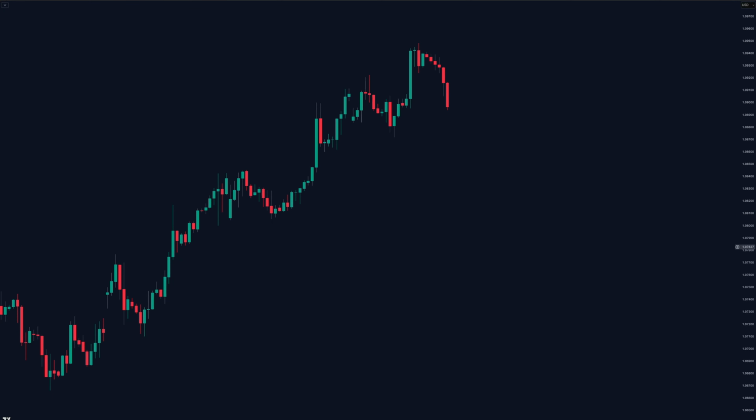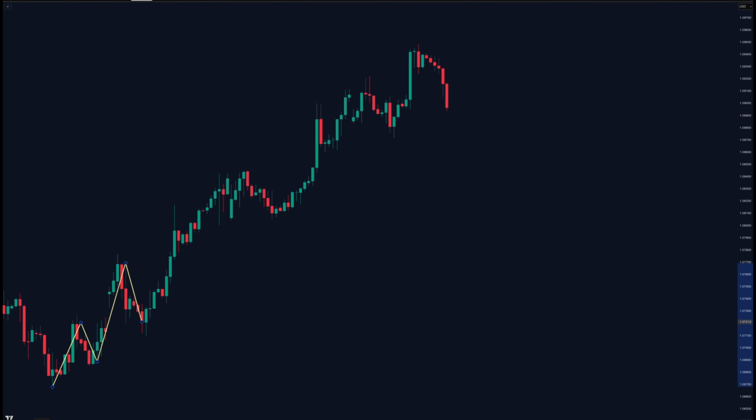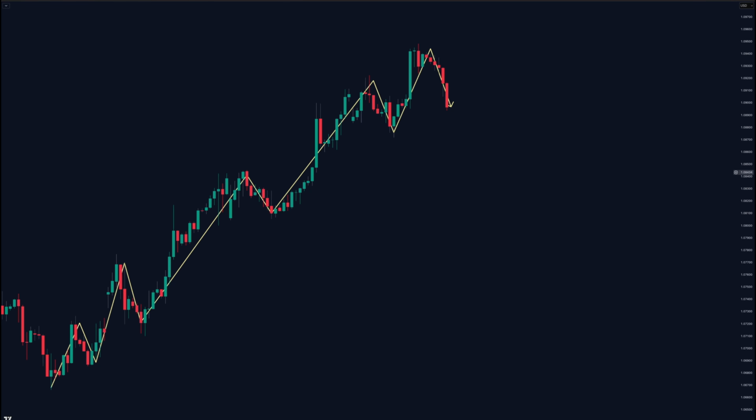Hey traders, let's break down a powerful short entry setup using pure price action, no indicators needed. On the 4-hour chart, we've been seeing higher highs and higher lows, a clear uptrend. But here's the question: where will this structure break? And how can we catch the reversal for a short entry?